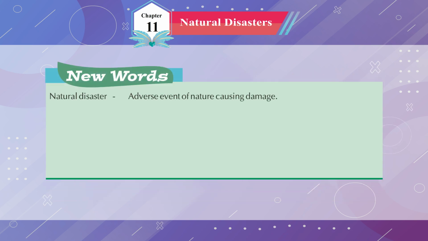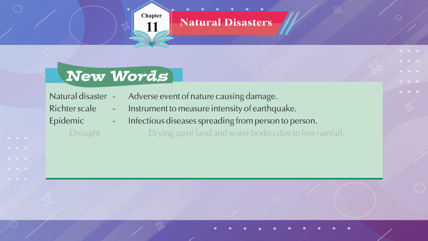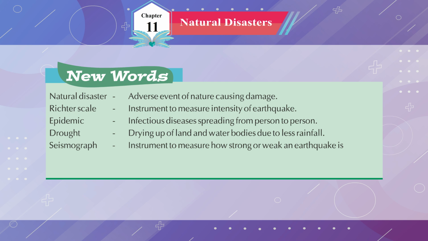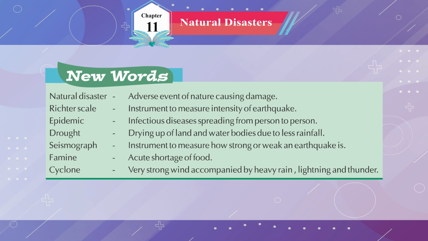New words: natural disaster, adverse event of nature causing damage. Richter scale, instrument to measure intensity of earthquake. Epidemic, infectious diseases spreading from person to person. Drought, drying up of land and water bodies due to less rainfall. Seismograph, instrument to measure how strong or weak an earthquake is. Famine, acute shortage of food. Cyclone, very strong wind accompanied by heavy rain, lightning and thunder.